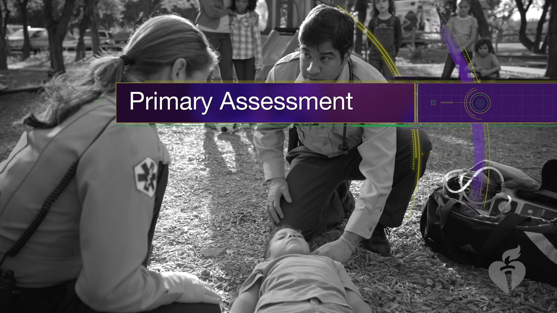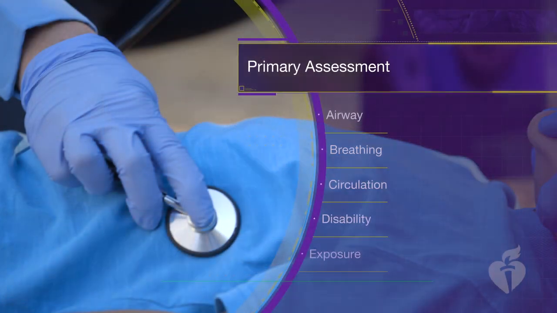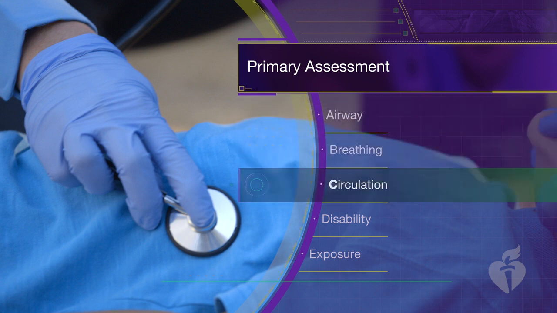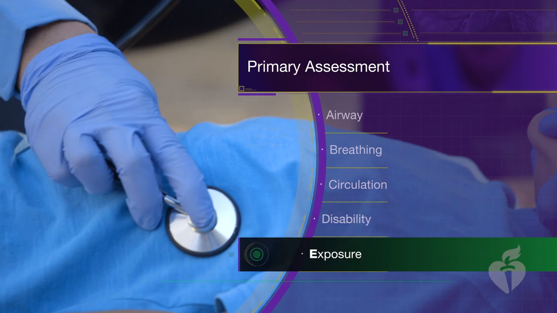Now that we've practiced the initial assessment, let's move on to the primary assessment. This is a rapid hands-on A, B, C, D, E assessment, and you'll assess the child's airway, breathing, circulation, disability, and exposure. We'll start with the airway and breathing sections of the primary assessment.